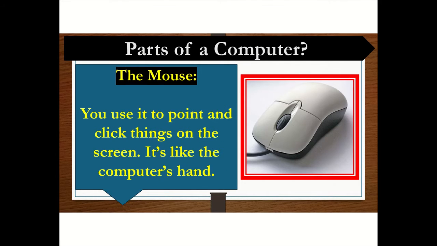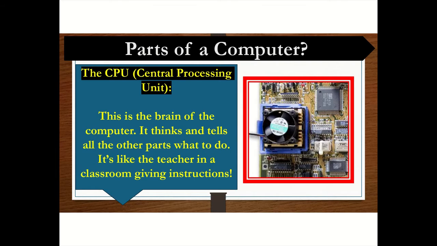Parts of a computer: the mouse. You use it to point and click things on the screen. It's like the computer's hand. Parts of a computer: the CPU, Central Processing Unit. This is the brain of the computer. It thinks and tells all the other parts what to do. It's like the teacher in a classroom giving instructions.